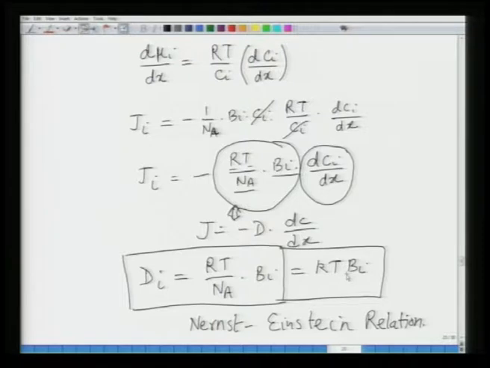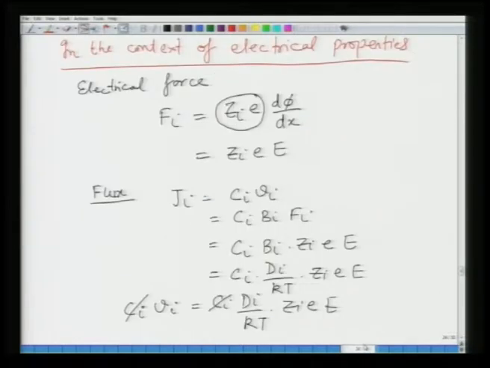Alternatively it is equal to kT times B_i, and this is called the Nernst-Einstein relation. It is a very important relation because it has its own importance in ionic conduction, actually in any kind of conduction, because you can do the same exercise for electronic conduction as well.